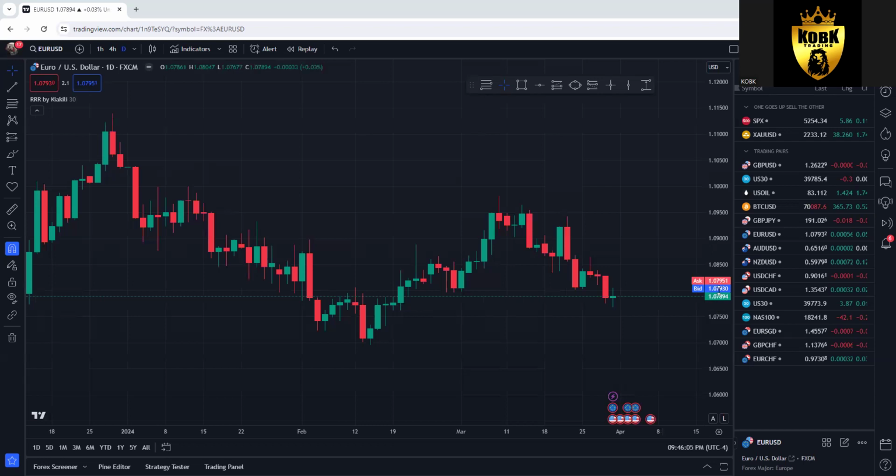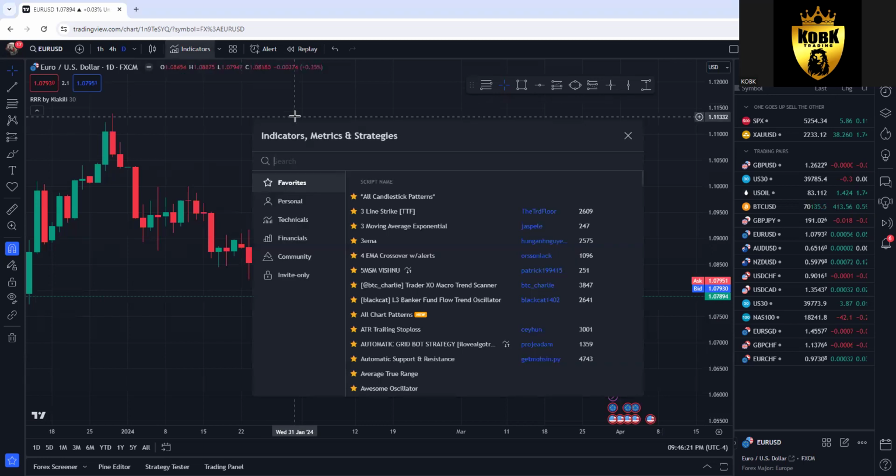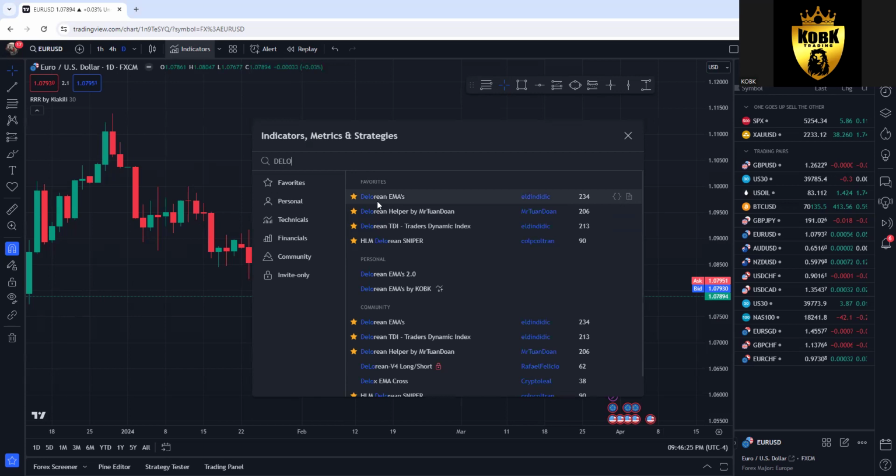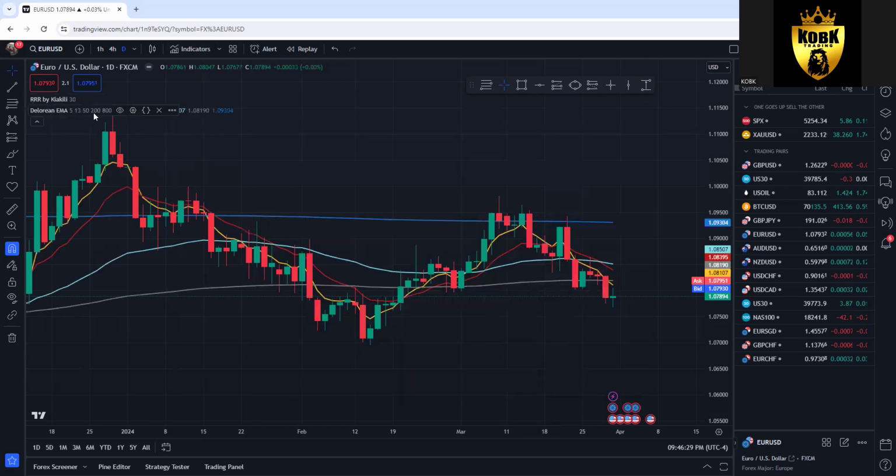As you see right here, there is nothing moving. Therefore, we can get a real good snapshot, an idea of what's going on, not only with price, but with candles, with structure, and everything else. Now, we're going to go up here to indicators. And the first thing we're going to do is add on something called DLO. And then the one I'm going to add on today is the DeLorean EMAs. That's going to populate right there on the chart, guys.